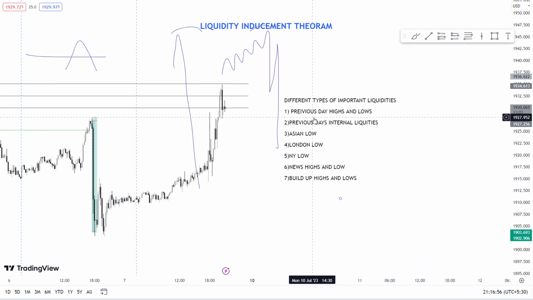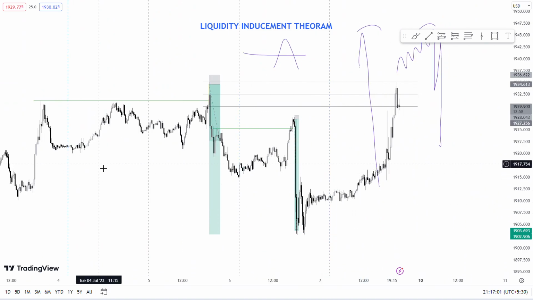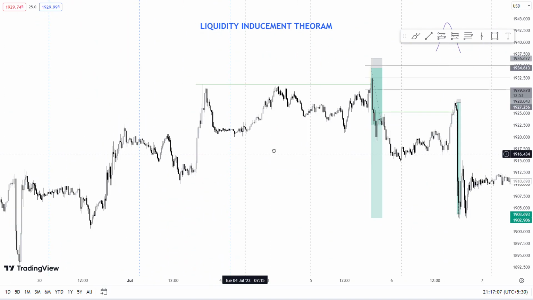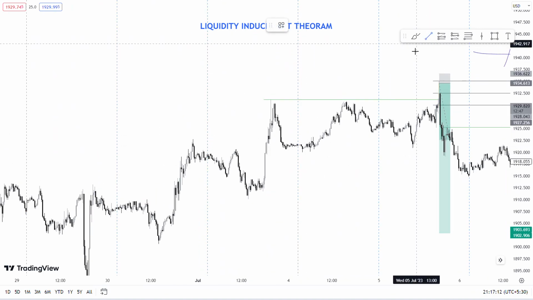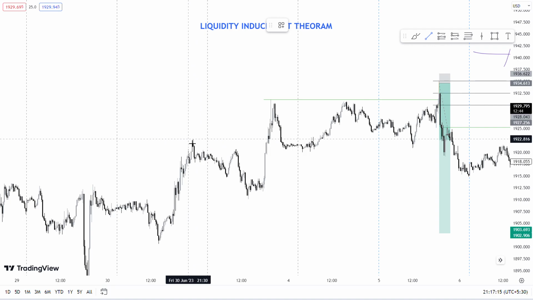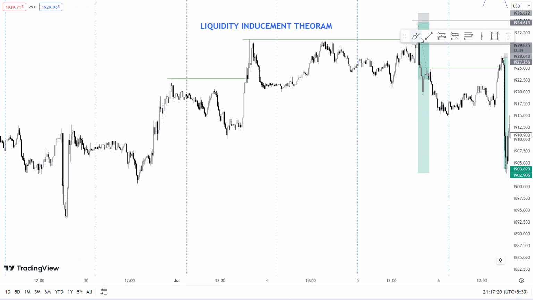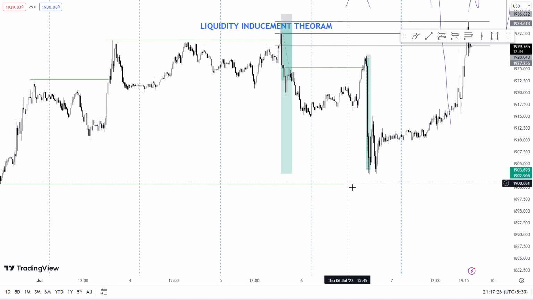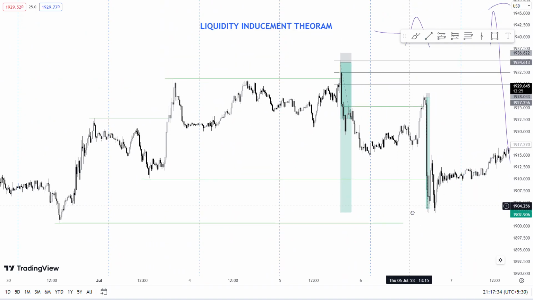So what are the other liquidities? Previous day highs and lows. How do we mark the previous day's highs and lows? I have told you how to turn on the session breaks. After turning on the session breaks, you should just mark the liquidities. Liquidities means you should just identify the day's highs and lows. What's this day's high? This is the day's high. What's this day's low? This is the day's low. And you should mark all these liquidities.